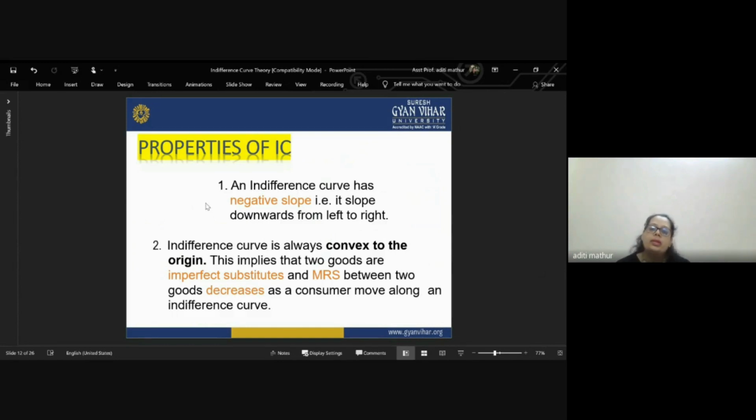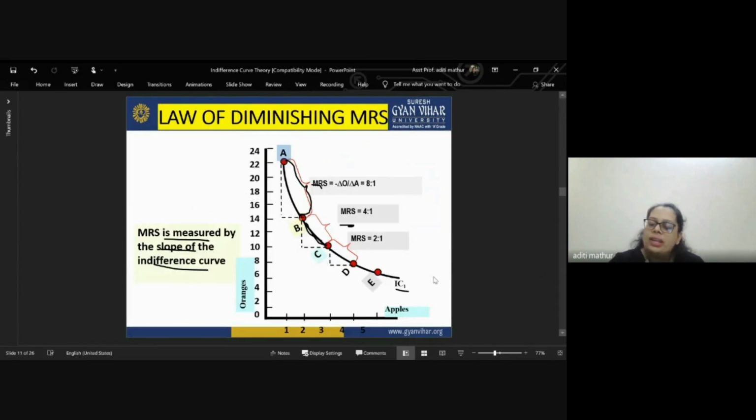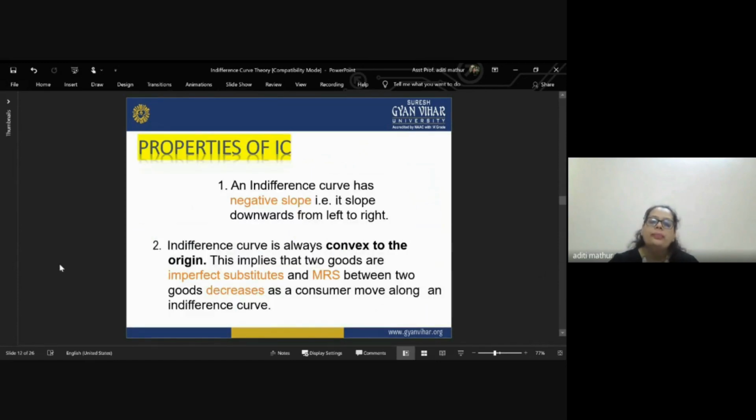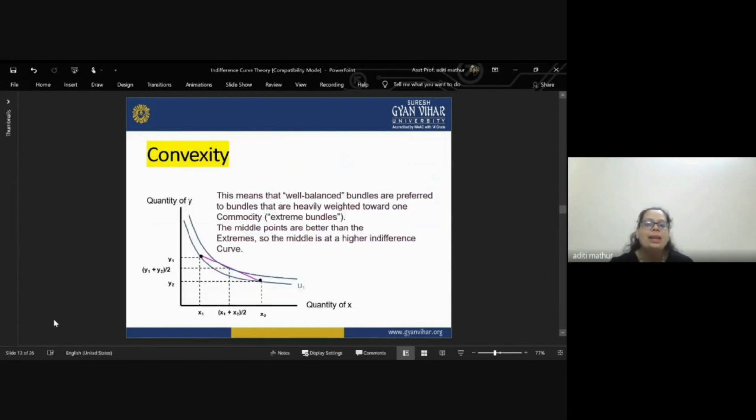And the second property of our indifference curve is that the indifference curve is always convex to the origin. See the shape? This shape is known as convex, and it is convex to the origin. This implies that the two goods are imperfect substitutes, and MRS between the two goods decreases as the consumer moves along the indifference curve. So these are the two properties. The first one, it has a negative slope. The second one, it is convex to the origin.